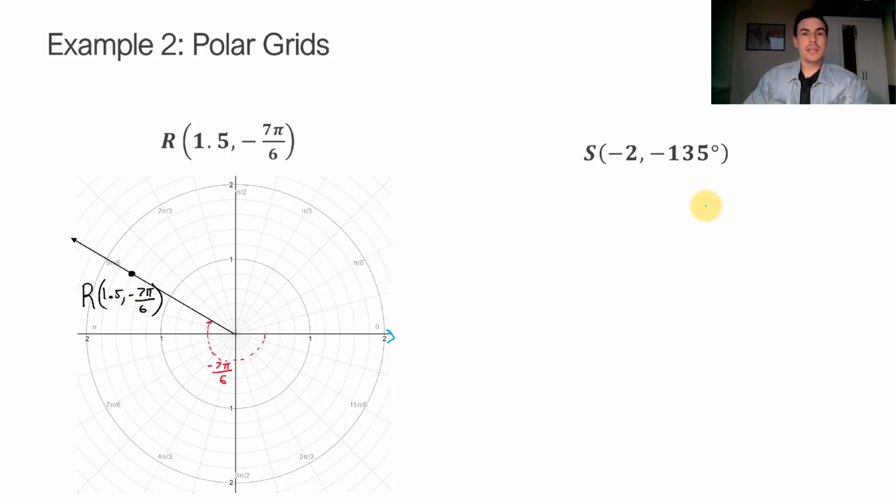So go ahead and pause the video since I've been graphing all these so far. You guys try to graph point S here with coordinates, rather, -2, -135 degrees.